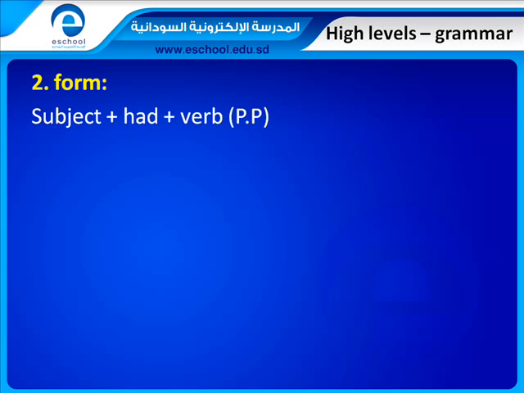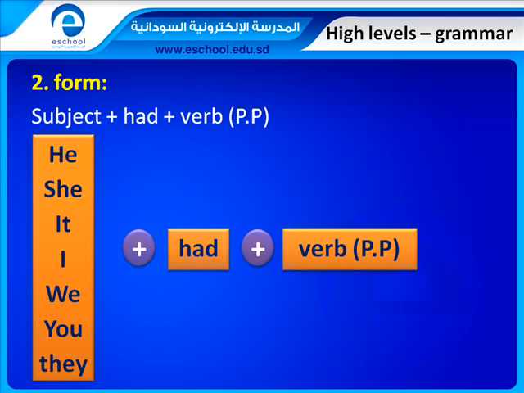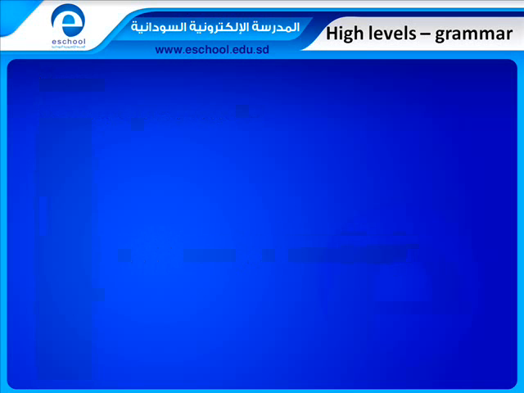The form of the past perfect is subject plus had plus verb in the past participle. This means subject, had, plus past participle. And our subject is a noun or pronoun: he, she, it, I, we, you, they, Ahmed, Muna, anything, plus had plus past participle.